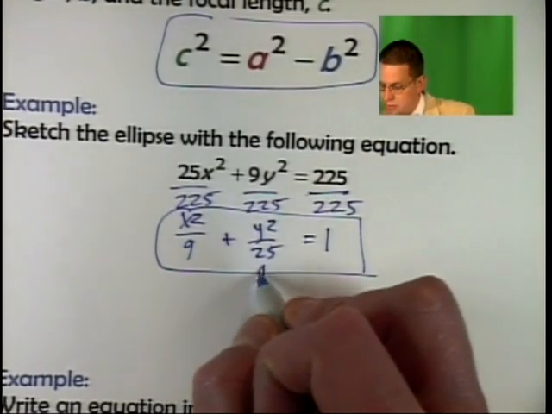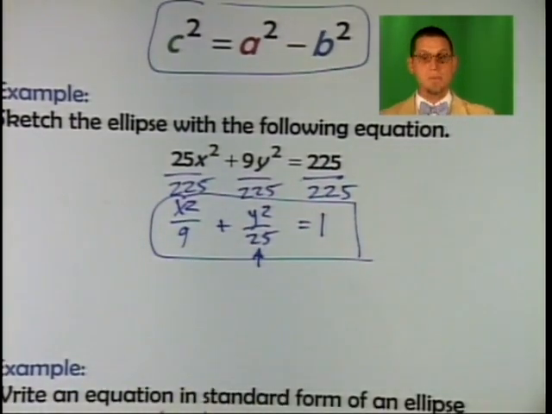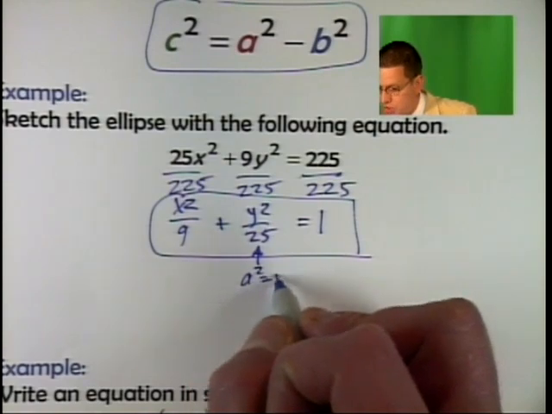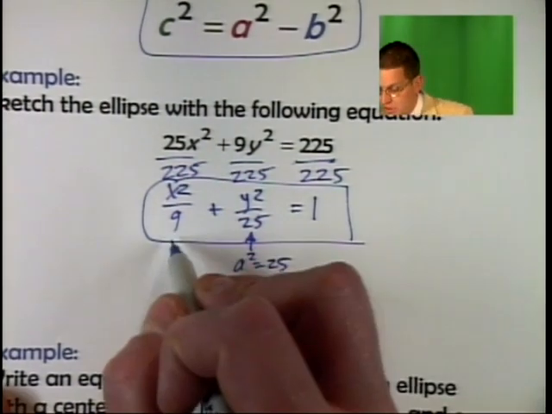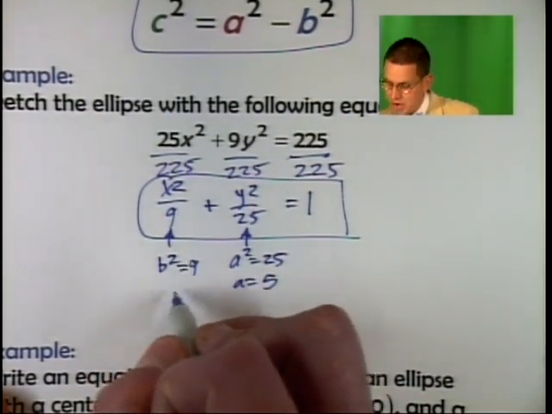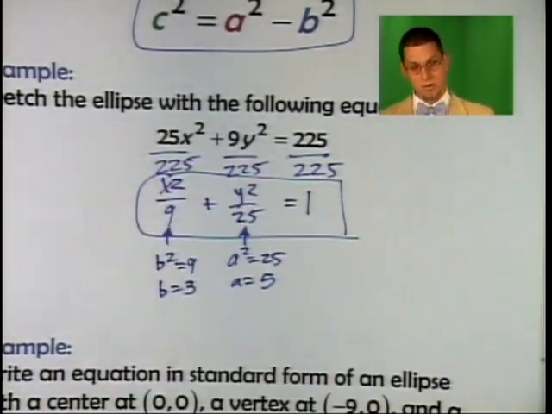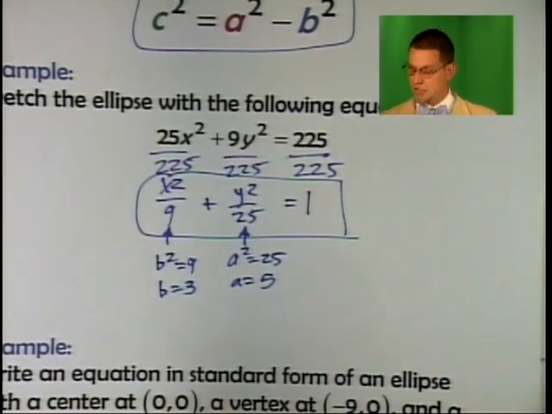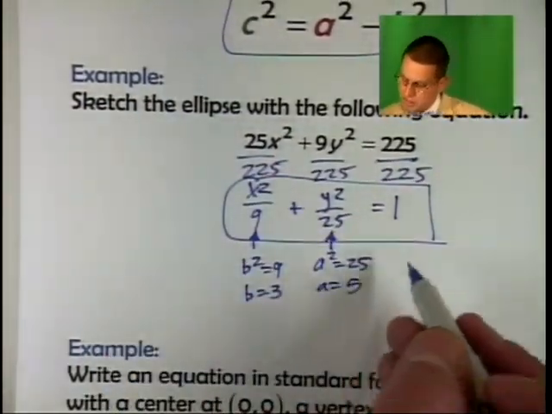Now, this right here is larger. 25 is larger than 9. So that must be a? No, that's a squared. a squared is 25, which means a must be 5. Okay? The smaller one is always b squared. If b squared is equal to 9, then b must be 3. And notice the center is 0, 0. That's all we need to sketch the ellipse. Notice this one's going to open vertically because the larger number is underneath the y.